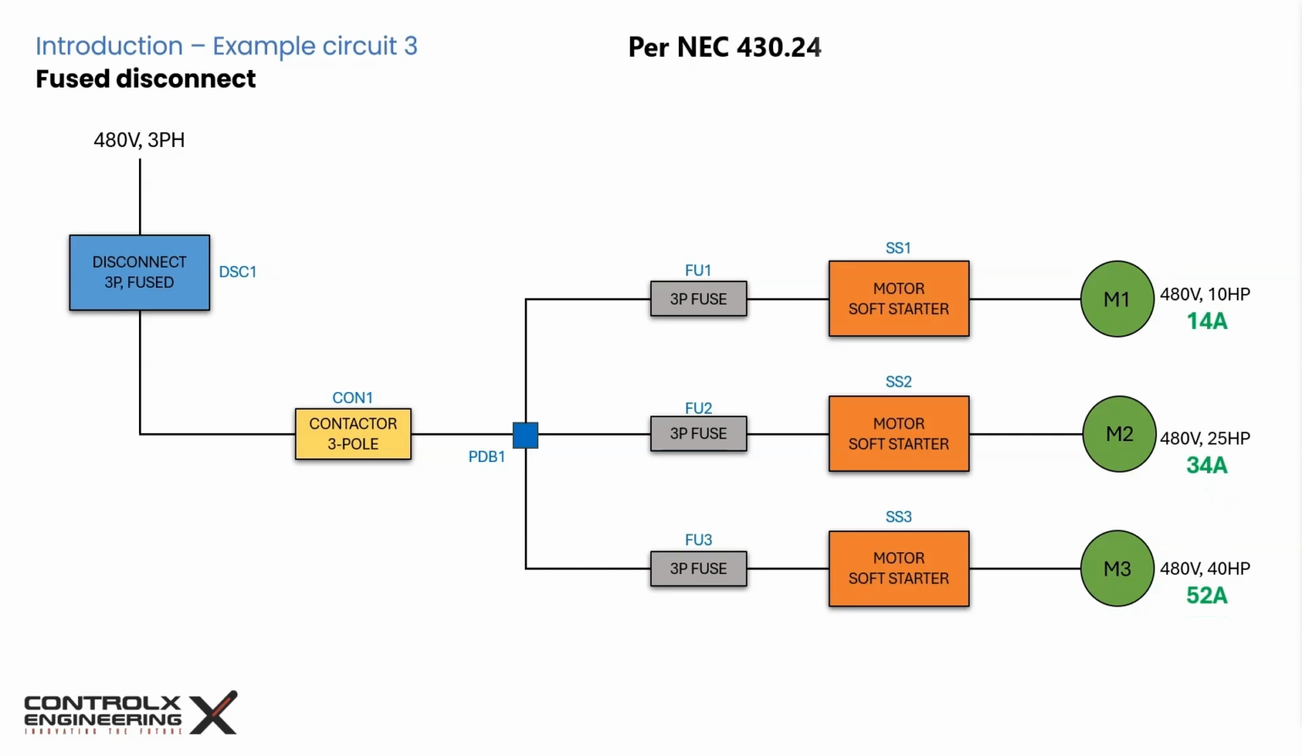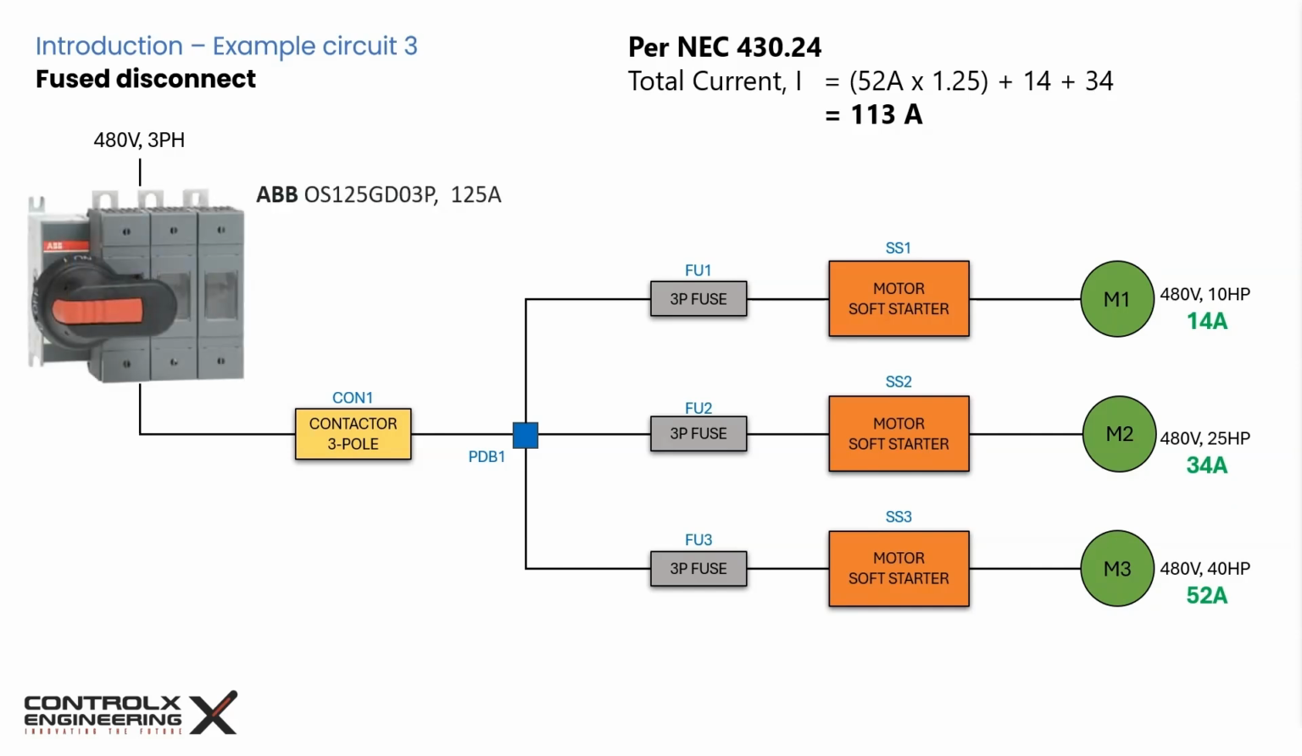Applying NEC 430.24 by multiplying the largest motor FLC by 125%, then summing the rest. This gives us 113 amps. Based on this calculation, I've selected this fusible 3-pole 125 amp rated disconnect from ABB's catalog and Class J 125 amp rated fuses.